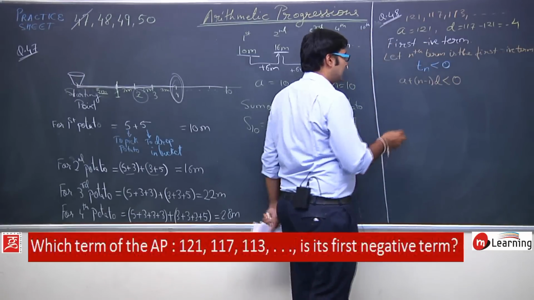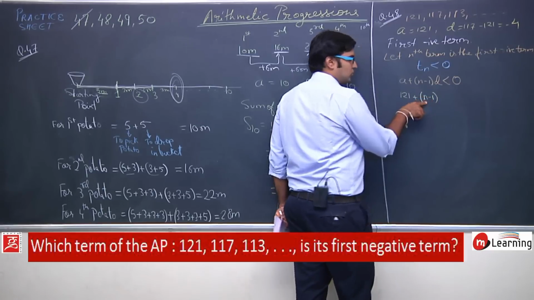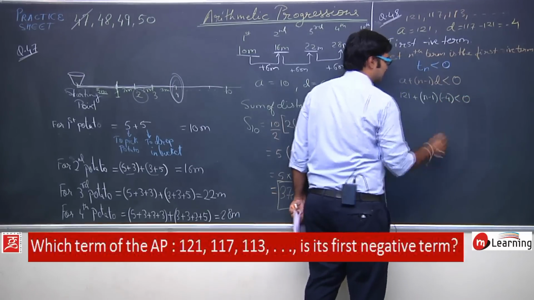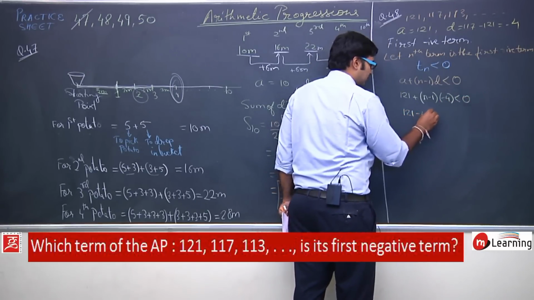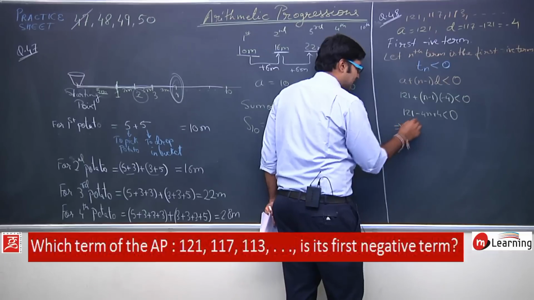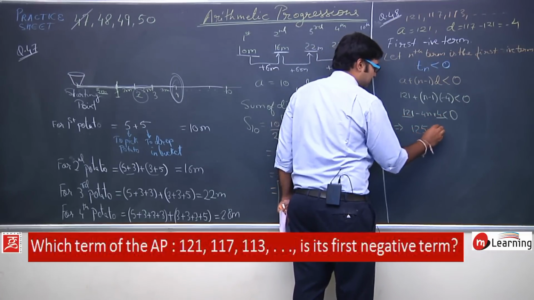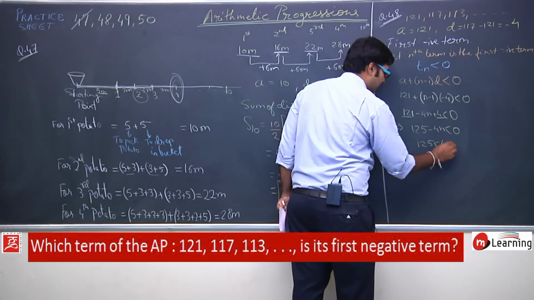So a is what? It is 121 plus n minus 1 times d. We don't know the value of n, but we know the value of d, which is minus 4, and Tn is less than 0. So this will give you 121 minus 4n plus 4 is less than 0, which implies 121 plus 4 is 125 and minus 4n is less than 0. So I can get 125 is less than 4n.